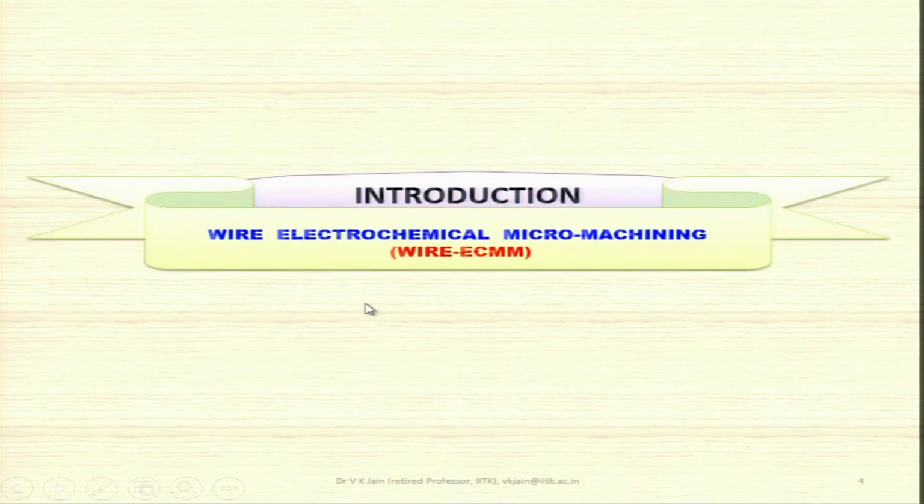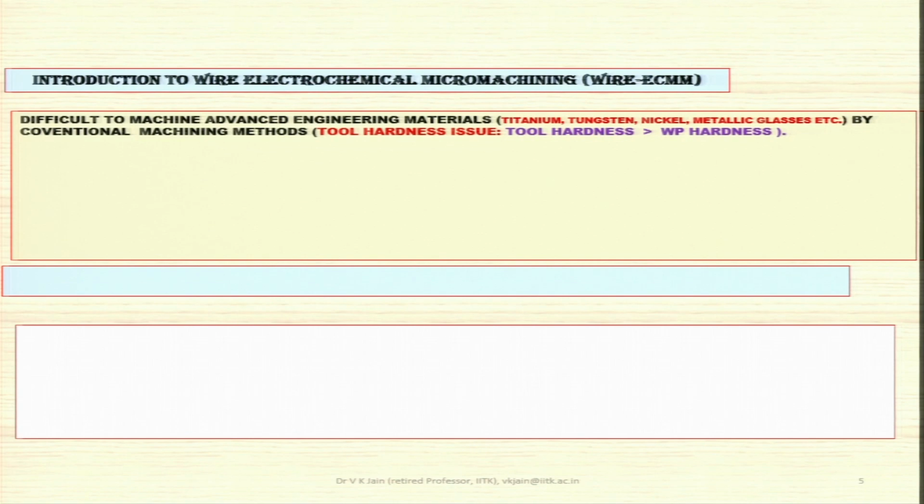Introduction to wire electrochemical micromachining. It is difficult to machine various materials, advanced engineering materials such as titanium, tungsten, nickel, metallic glasses, etc., by conventional machining methods like turning, milling, drilling, etc., because of the tool hardness issue. Tool hardness should always be much greater than the workpiece hardness. Some of these materials in their alloy form have hardness more than the tool hardness. Hence, it becomes difficult to machine them by conventional methods.